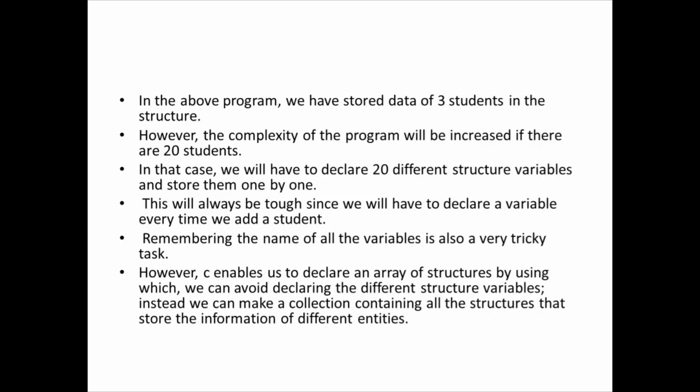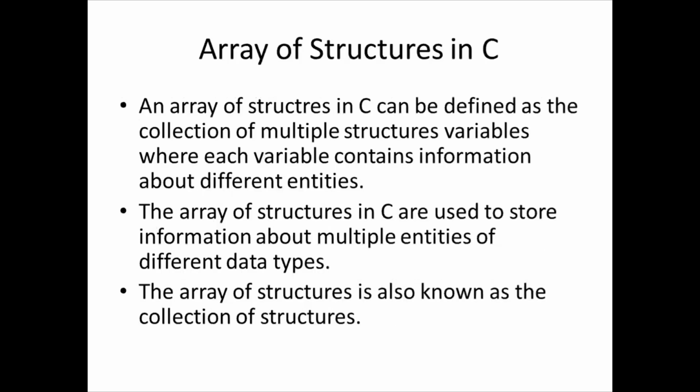The indexes will start from 0 onwards. So s[0] indicates the first student's information. s[1], we are going to get the second student's information. s[19], we are going to get the 20th student's information. Let's see an example.